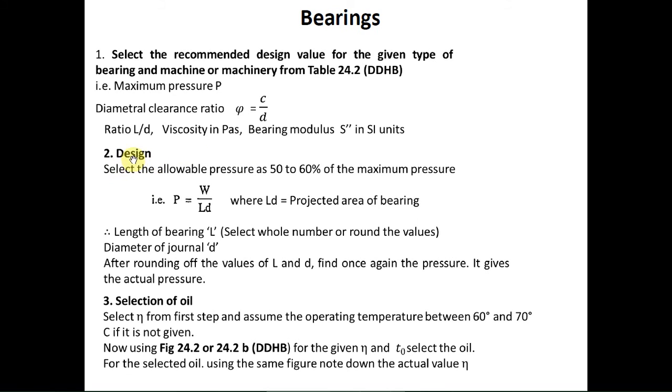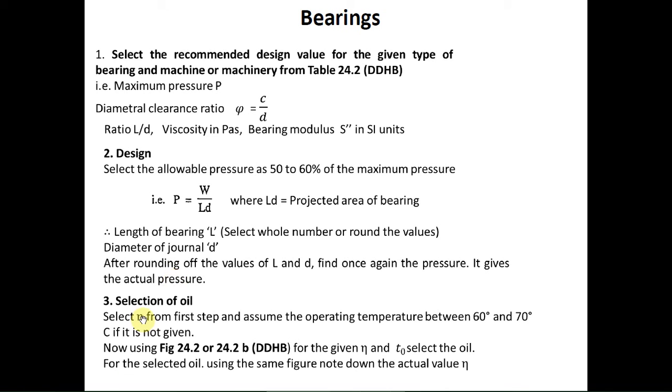Second step is design. Select the allowable pressure, usually 50 to 60% of the maximum pressure. That pressure P is W by L D, that is W divided by L into D, where L D is the projected area of the bearing. Therefore, select the length of bearing L as a whole number, rounded off, and the diameter also as a whole number, rounded off. After rounding the values of L and D, find the pressure once again. It gives the actual pressure.